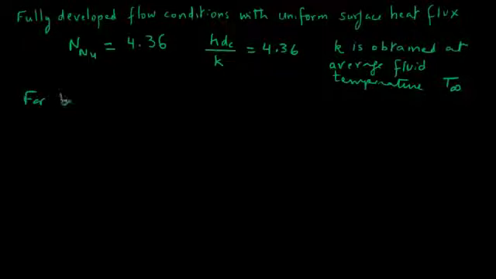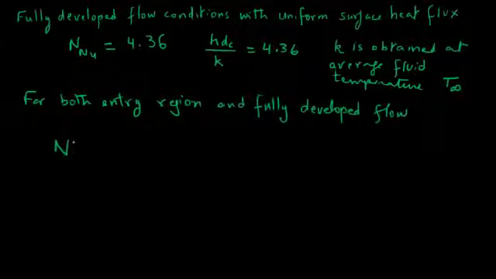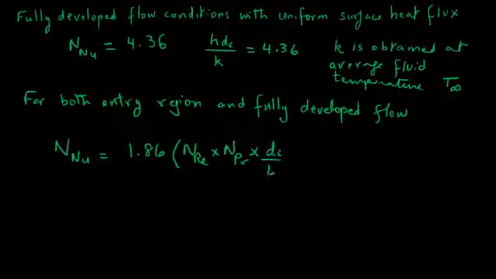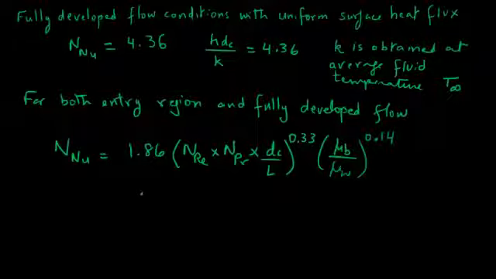The other case is for both entry region and fully developed flow. So this time the expression is as follows. Nusselt number equals 1.86 in parentheses Reynolds number times Prandtl number times dc over L raised to power 0.33, and then in parentheses mu b over mu w raised to power 0.14.